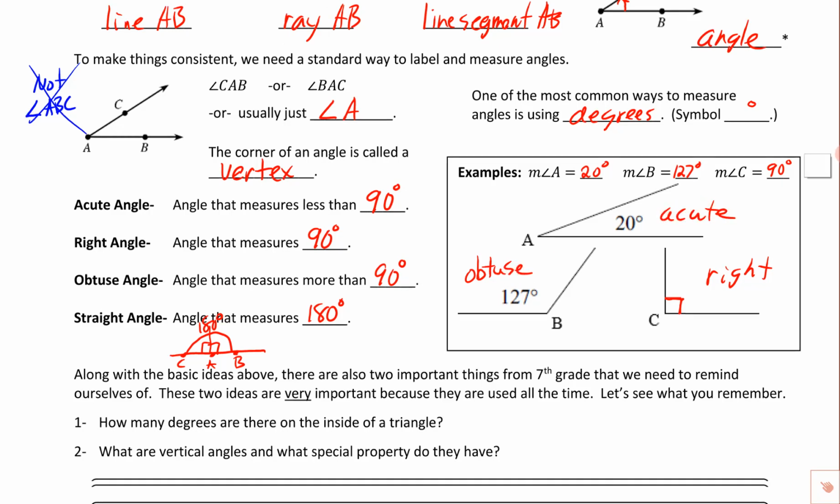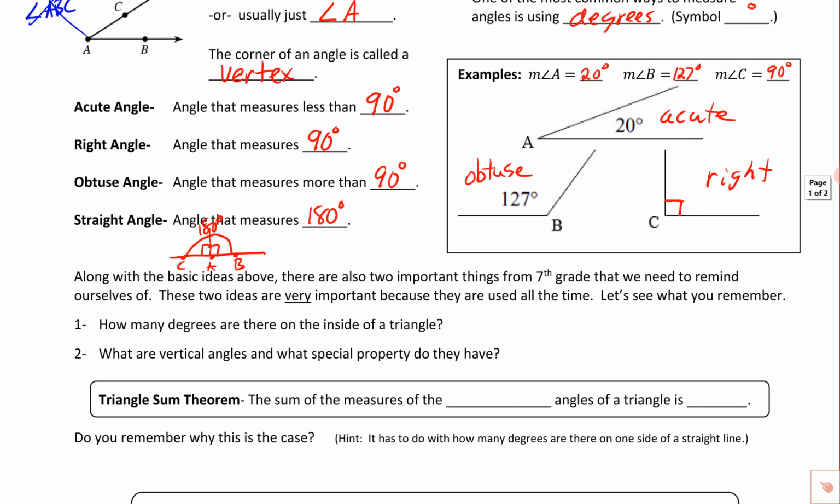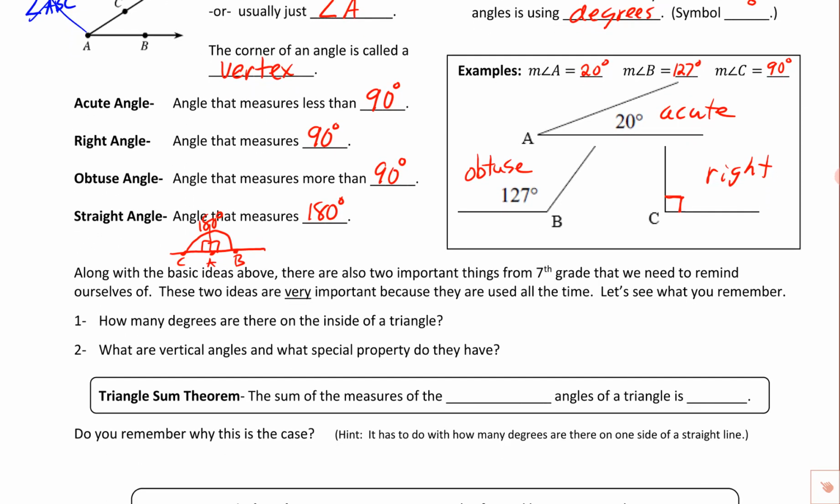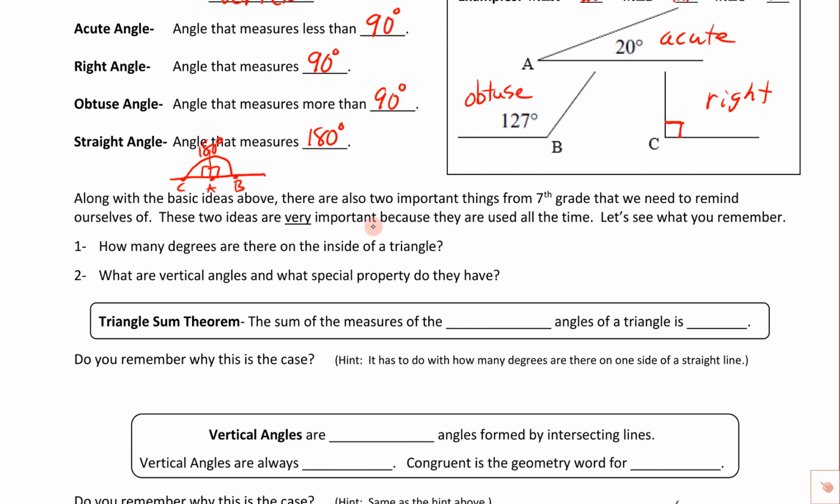Okay? Now, along with the basic ideas above, there are also a couple of important things from 7th grade that we need to be reminded of. These are not things that we can forget, so we've got to make sure that we've got these straight. These two ideas are very, very important because they're used all the time. Along with this one right here, that there's 180 degrees on one side of a straight line, let's see if you remember these. How many degrees are there on the inside of a triangle? Well, there are 180 degrees. I'll give you a little argument for that in just a second.